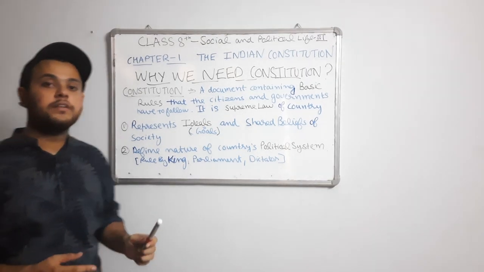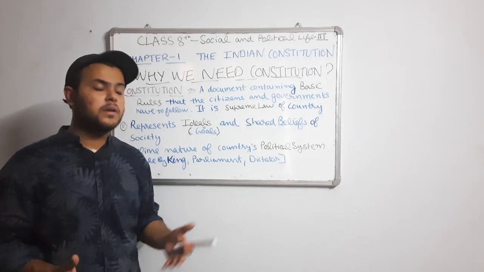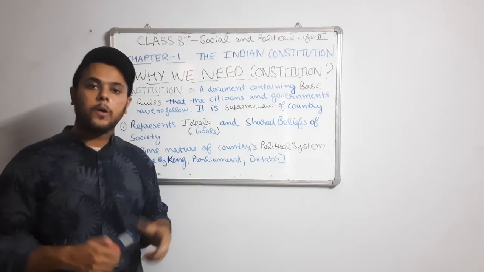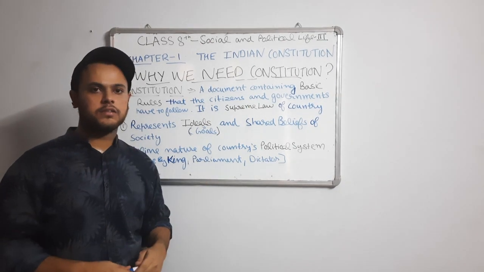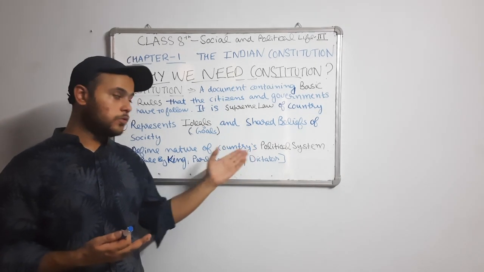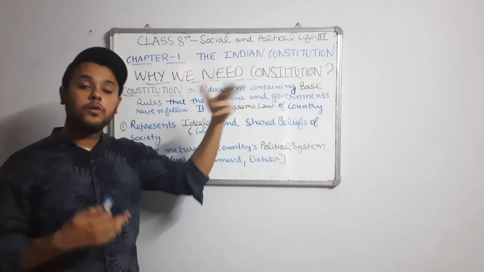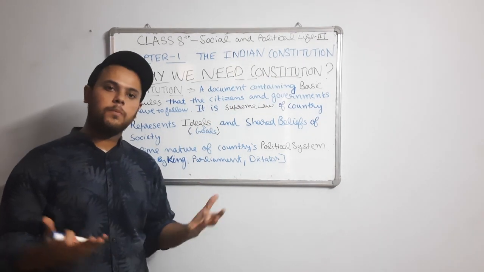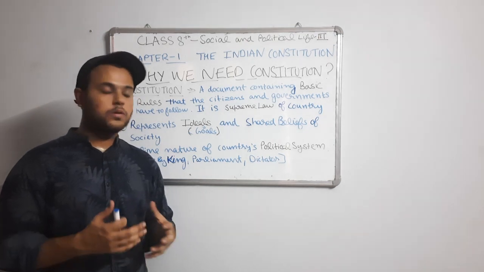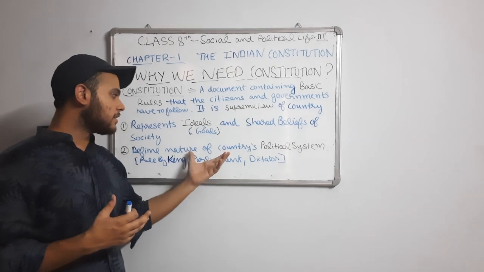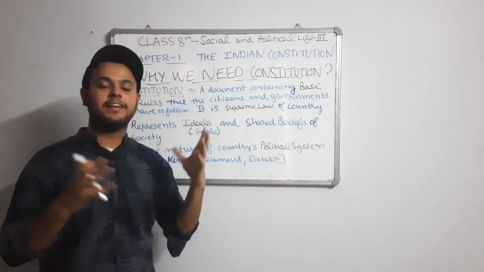In India, we have a multi-party political system. We have Congress, we have BJP, we have Aam Aadmi Party. All these are allowed to contest elections. Why? Because our constitution gives them the right to contest elections and to form political parties. So it is very crucial for the establishment of the political system in any country.